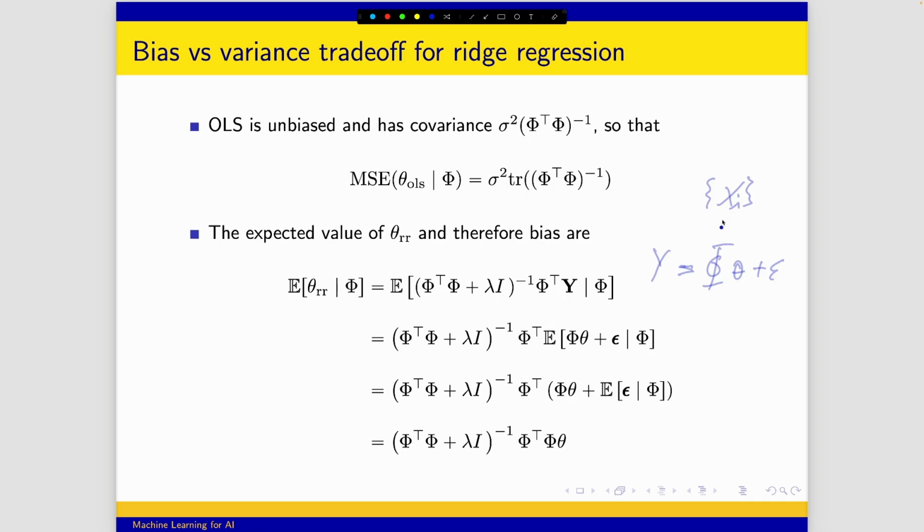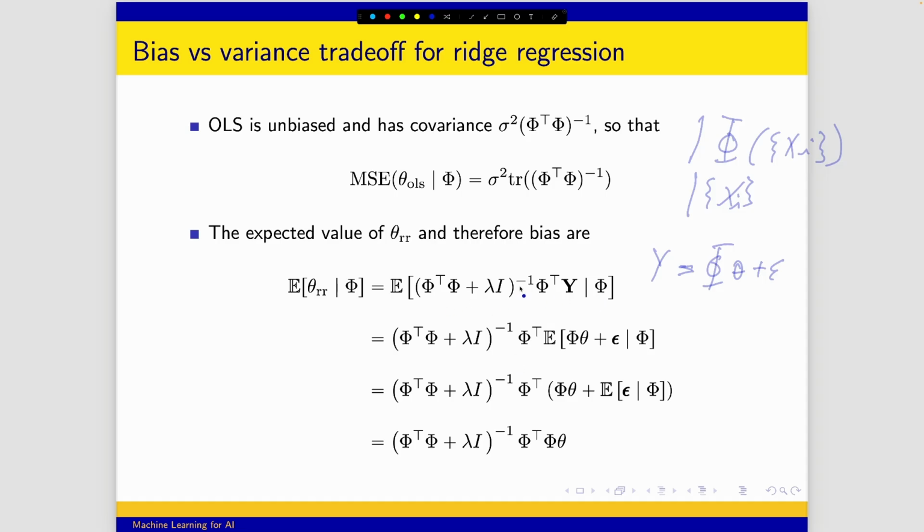So what we're really doing is conditioning on all of the inputs, but our design matrix is a function precisely of all of these inputs. That's how it's defined. So equivalently, rather than conditioning on these, we can condition just on phi. It's equivalent. So the expected value of the ridge solution, conditioned on phi, is given by this.